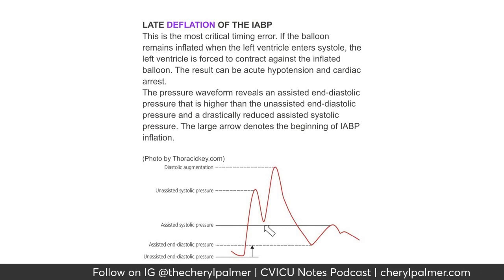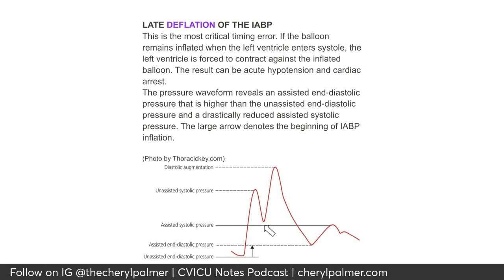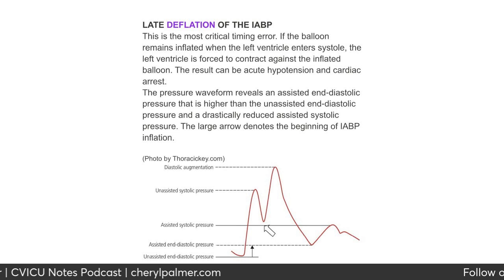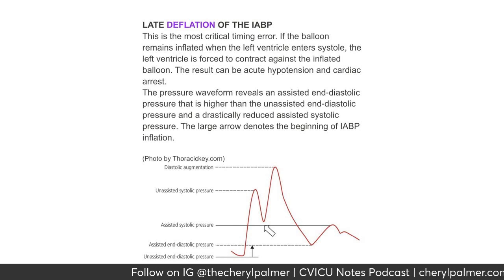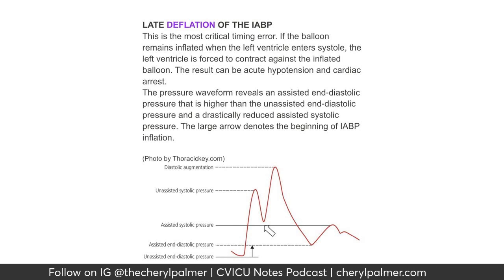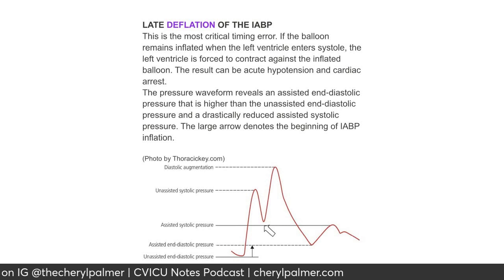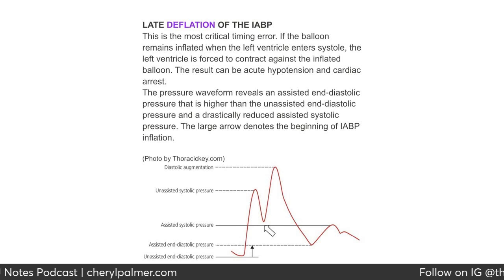The pressure waveform reveals an assisted end diastolic pressure that is higher than the unassisted end diastolic pressure and a drastically reduced assisted systolic pressure. The large arrow in this photo denotes the beginning of the balloon pump inflation. So you can see after, the assisted systolic pressure is really, really low.